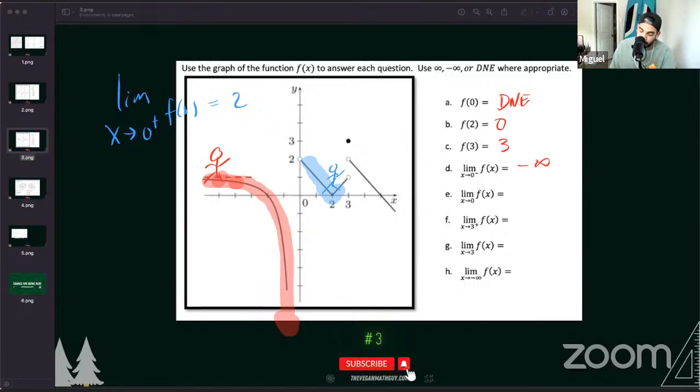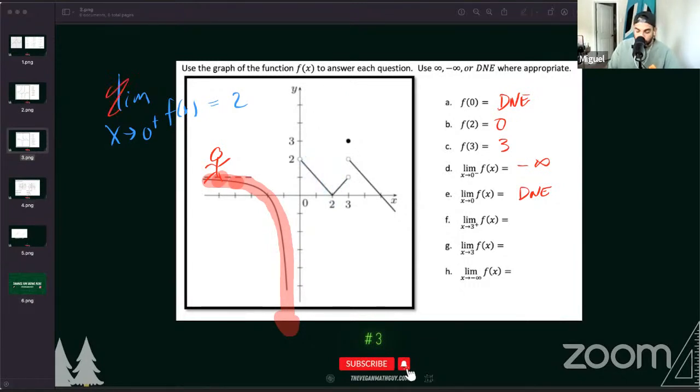So back to part E, what is the actual limit? Well, keep in mind the limit from the left is negative infinity. The limit from the right is 2. So the limit is not going to exist. And you can almost tell that's going to be the case here, obviously, because we have a jump.